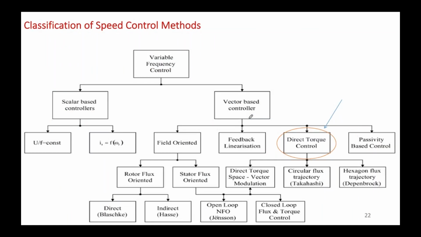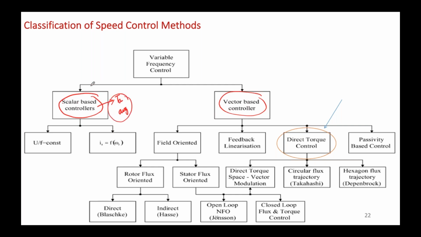So now come to classification of speed control schemes. Generally, speed control schemes are classified into two parts. One is scalar control method, another one is vector control method. By using scalar control method, we can control the torque in the average sense. Average torque we can control, but instantaneously we cannot control.